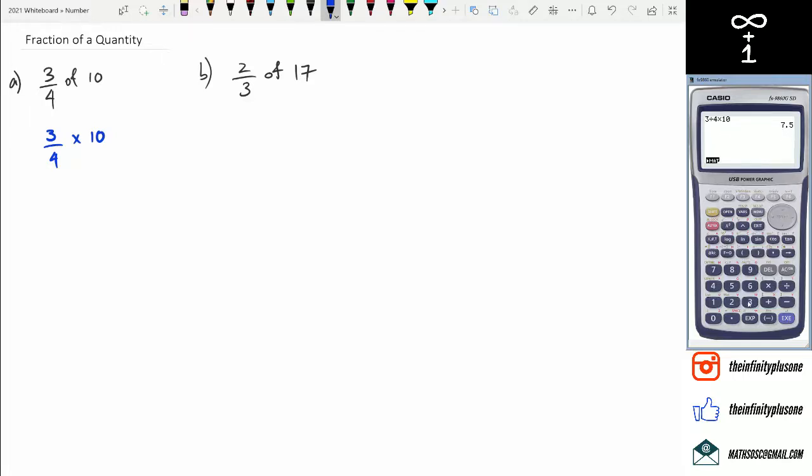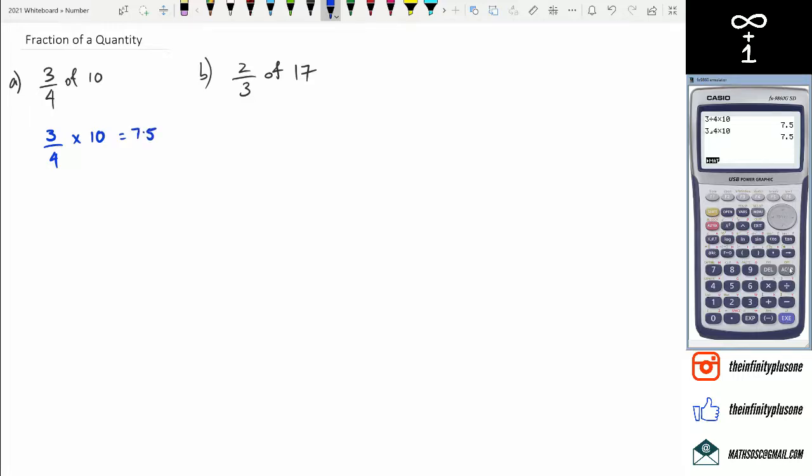Alternatively, in some calculators, you have a fraction button, which is this ABC button there. So you just click on 3, ABC 4, and you multiply that by 10, and you can see that you end up with 15/2, which is still 7.5. So we got 3/4 times 10 is 7.5. That's one way of doing it.